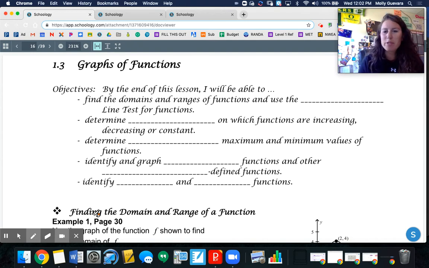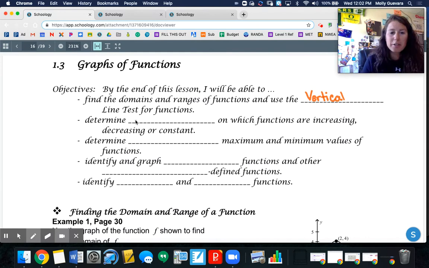Our first objective is that we're going to find the domain and ranges of functions and use the vertical line test, which we talked about last time. The vertical line test to determine if something is a function, right? Is it a function? Is it not a function?